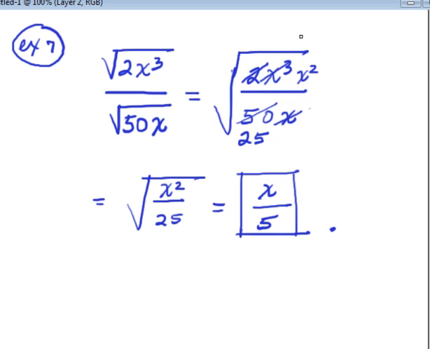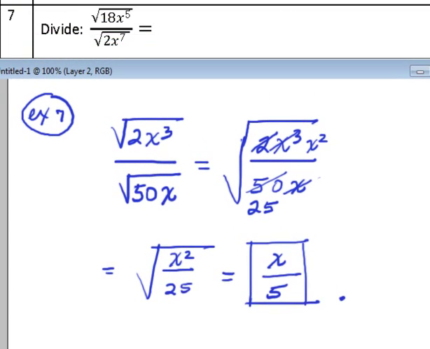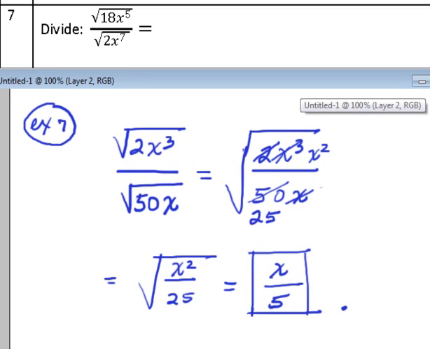Alright, so now you're ready to do number 7, so copy that down, it's right here. Alright, hit pause and copy this down.